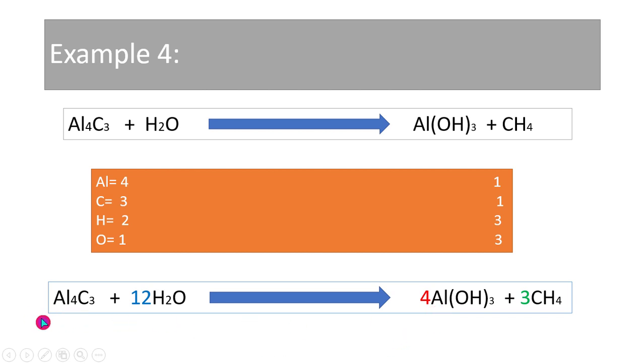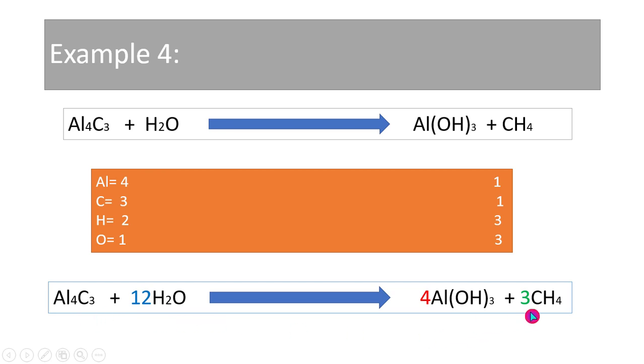In other words, the number of aluminium atoms become 4 towards reactants as well as towards products. Now we balance the carbon atoms. Towards reactant side, the number of carbon atoms are 3, and towards product side, the number of carbon atoms are 1. So we use the coefficient 3 here, so that the number of carbon atoms become equal. In other words, the number of carbon atoms become 3 on both sides.